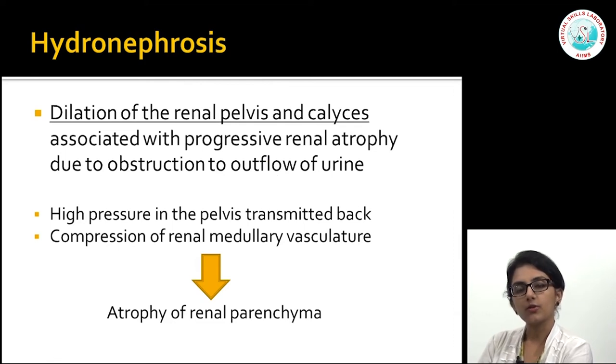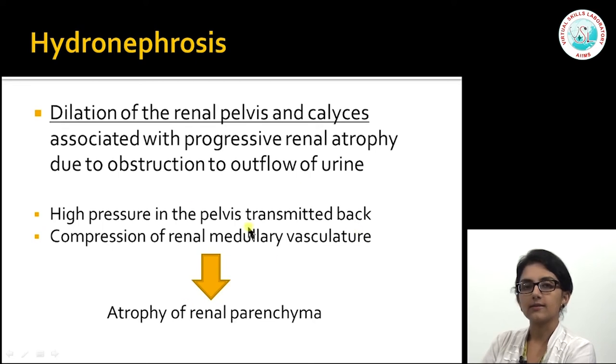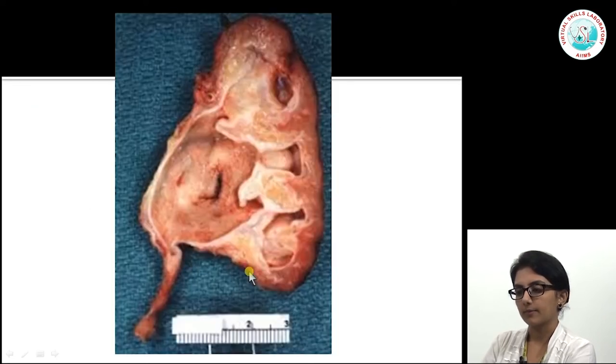So, obstruction or obstructive uropathy presents as hydronephrosis, which is defined as dilation of the renal pelvis and calyces with urine, and the back pressure would result in progressive renal atrophy. This high pressure in the pelvis transmits back, which I've talked about as the back pressure, and all of this also results in compression of the renal vasculature, producing an ischemic state, and all of this results in atrophy of the renal parenchyma. And that is the classical gross picture of a case of hydronephrosis.